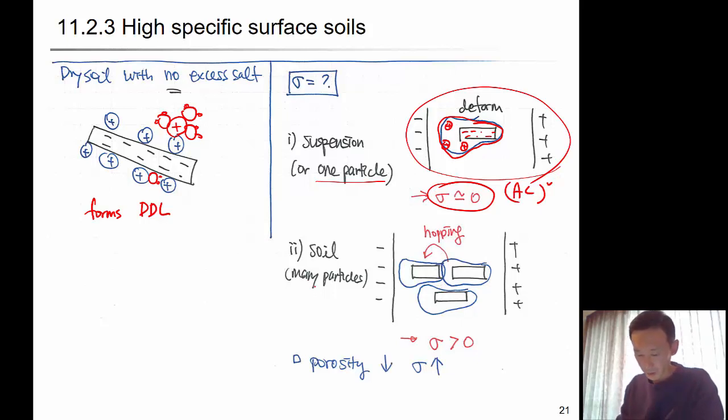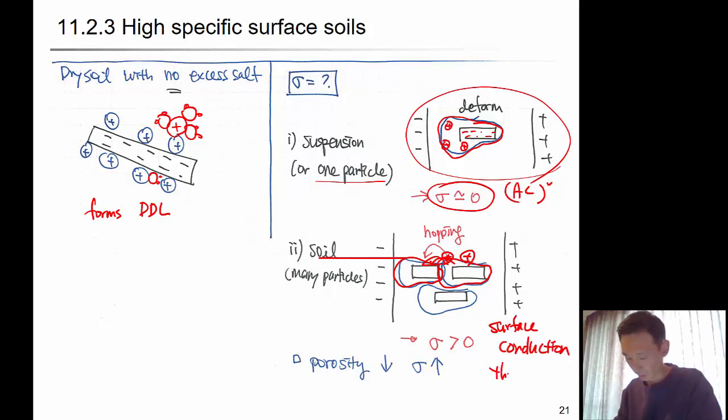But if the particles are very close to each other, so now that you have a lot of particles and they're almost touching, then this double layer can overlap. So then when there's an electric field like this, the localized or polarized double layer can overlap so that this cation can hop to the other particle. And this is called surface conduction through the diffuse double layer. So through the diffuse double layer, this layer gets polarized so that the proton or the hydrated cation can hop to the other particle, and that can contribute to the conductivity.